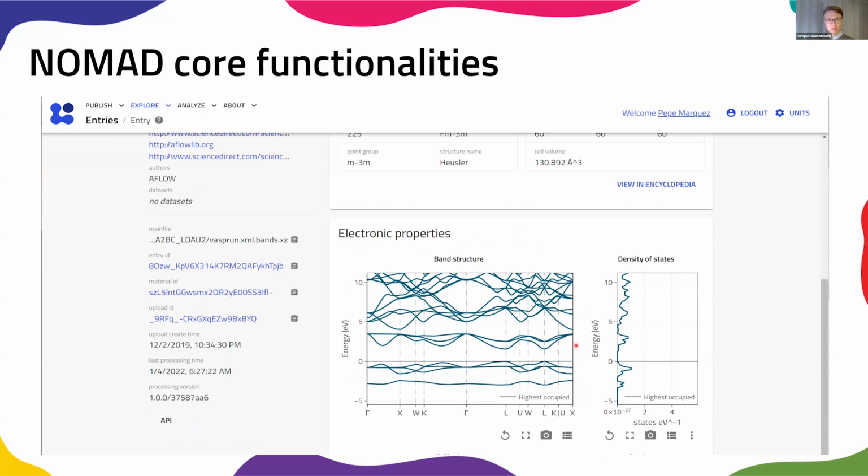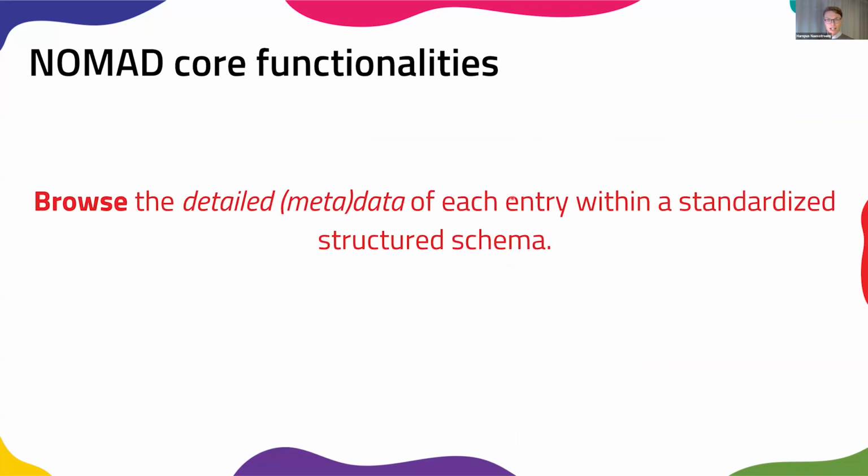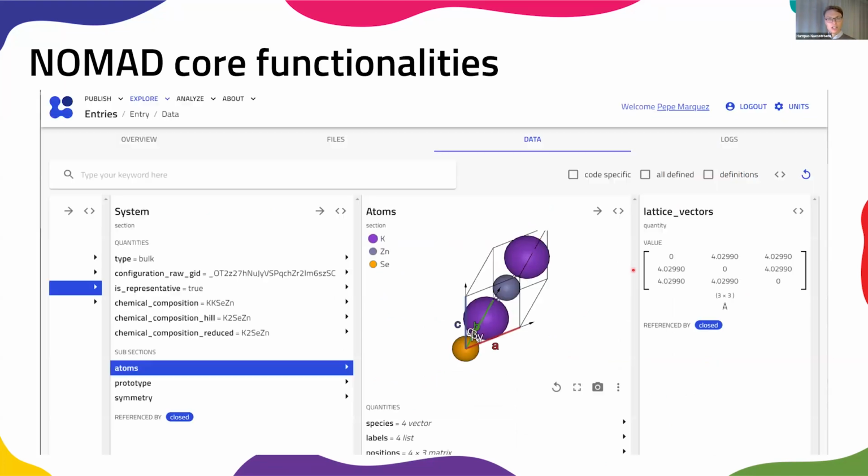stated in here. And then behind all of this data, we have this structured data that we are building NOMAD on. And we can browse this detailed structured data of each entry, and we have a standardized schema that this then builds on. And if we do that, we can see here that we have this nested structure where all of this information that builds the overview, that builds the search, is stored inside each of these entries.